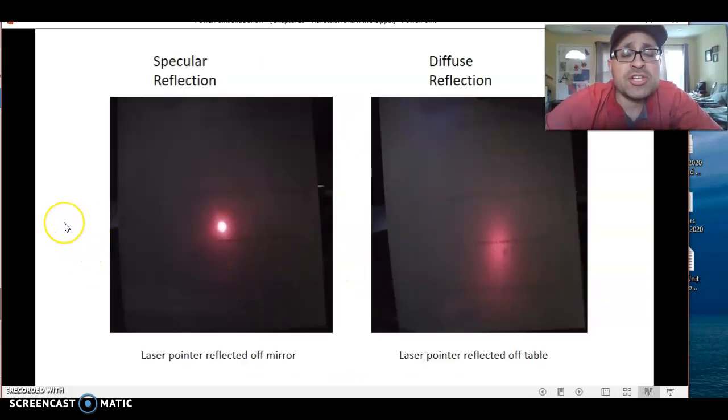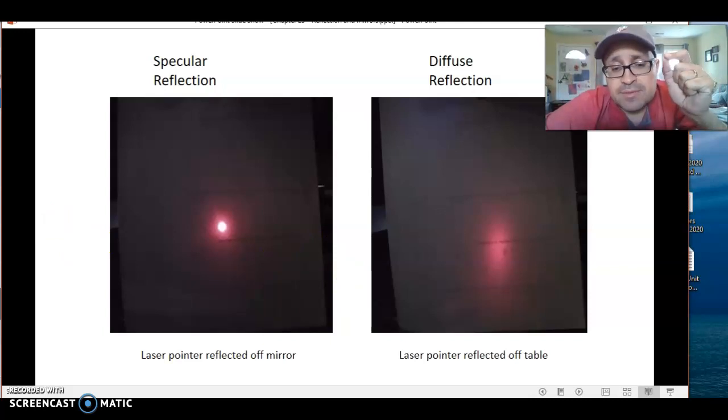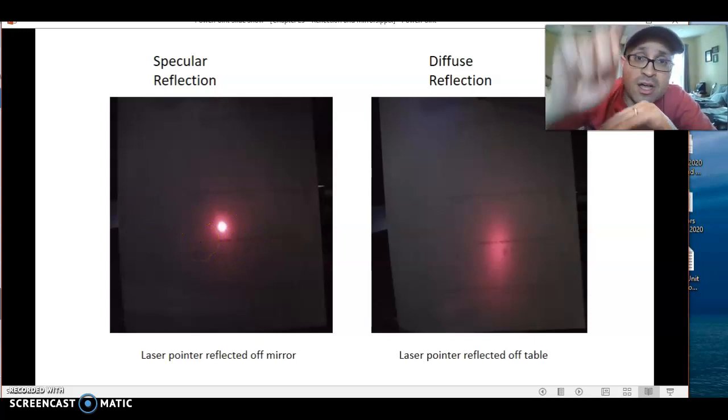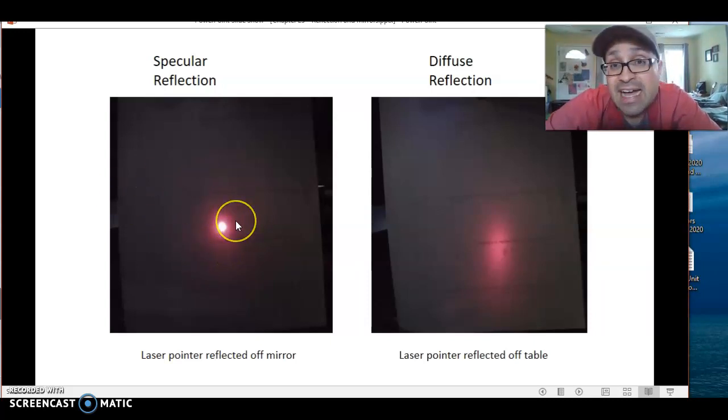This is a picture of a laser pointer that has been pointed at a mirror, and the mirror is reflecting the light back onto a piece of paper. So the picture on the left here is showing you when the mirror was on the table and the laser pointer light came in and bounced off, you get a really nice dot, just like a laser pointer appears when you use it without mirrors. It's a nice clean circle.